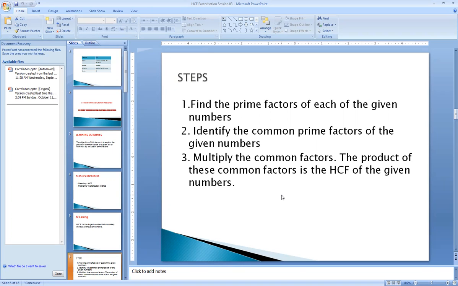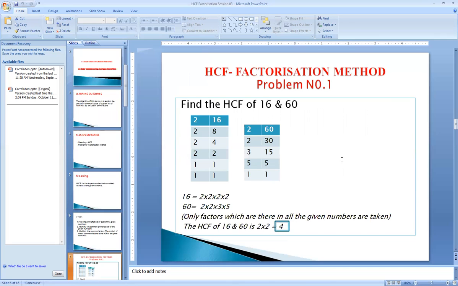First, we have to calculate the prime factors. Second, we should calculate the common prime factors. Then in the third step, we have to multiply the common factors, where we can see the value of the HCF. Let us have one problem on factorization method.